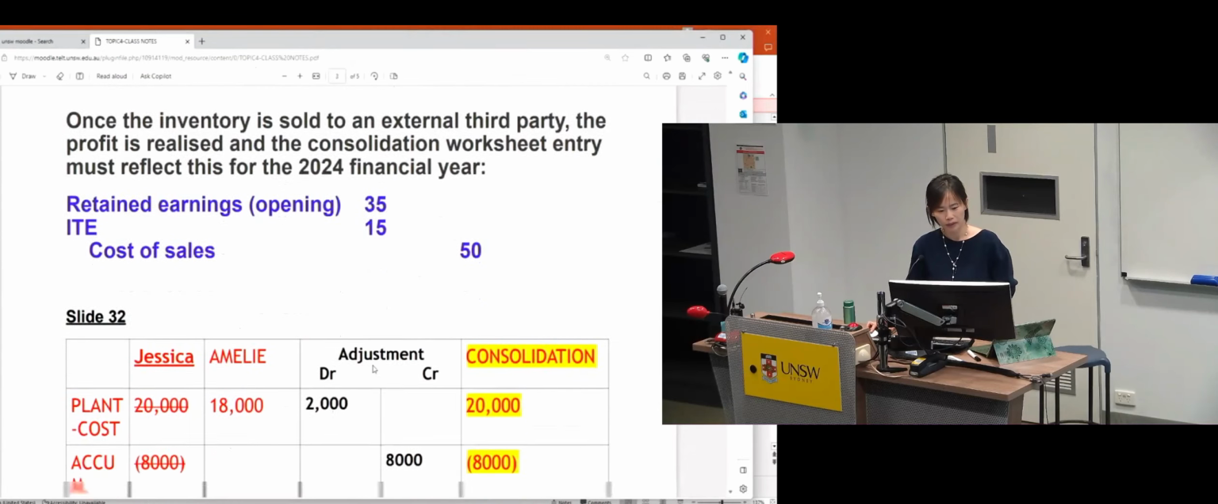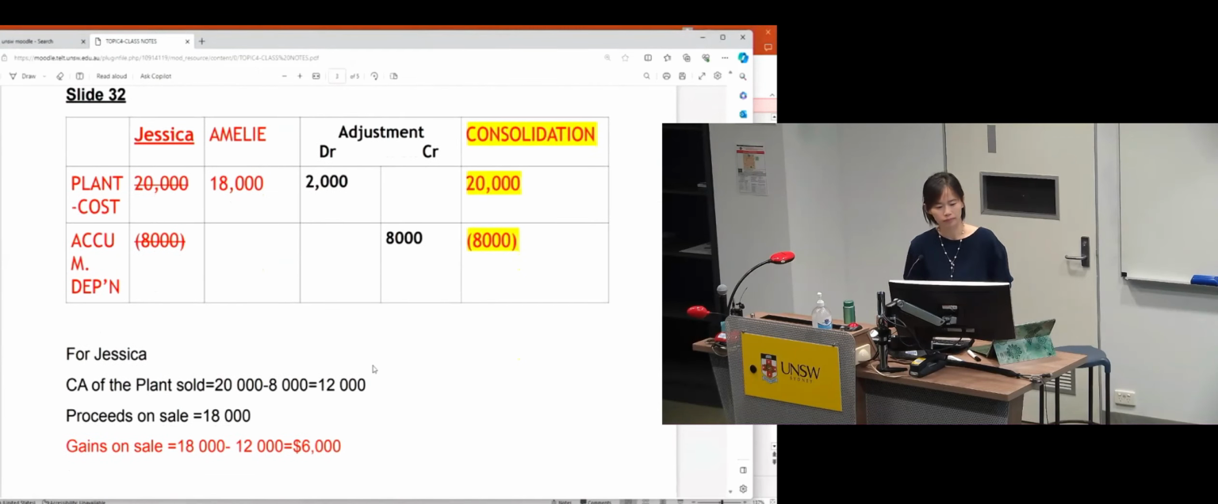Here we go. So we are going to have a look at this analysis. You can see the group position is actually represented by the record in Jessica immediately before the transfer.